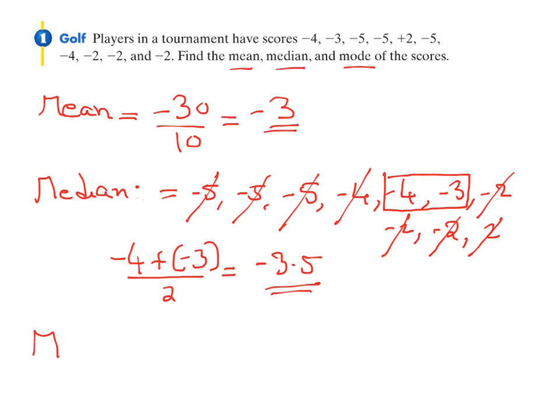What is the mode, the value which occurs the most? There are 2 modes, -5 and -2, because -5 occurs 3 times and -2 also occurs 3 times. So there are 2 modes, -5 and -2.